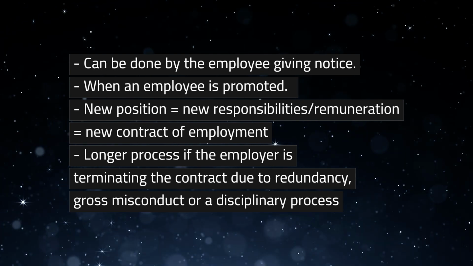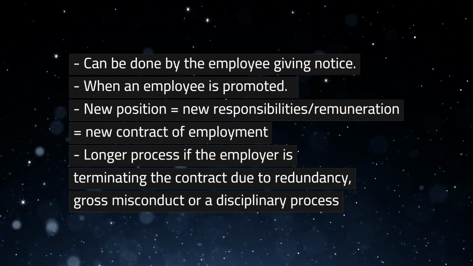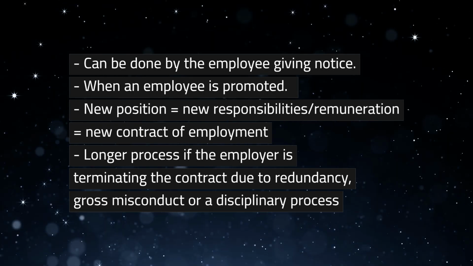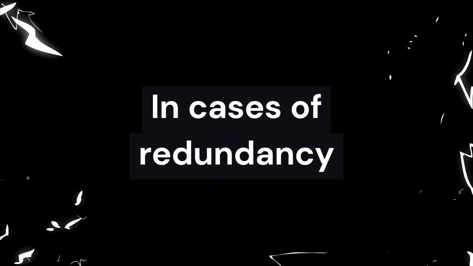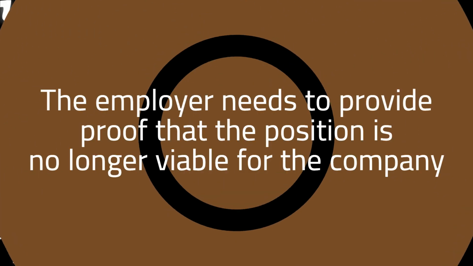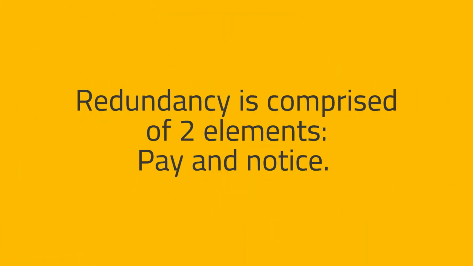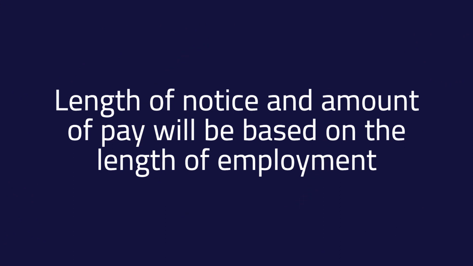It is a longer process if the employer is terminating the contract due to redundancy, gross misconduct, or a disciplinary process. In cases of redundancy, the employer needs to provide proof that the position is no longer viable for the company. Redundancy is comprised of two elements: pay and notice. Length of notice and amount of pay will be based on the length of employment.